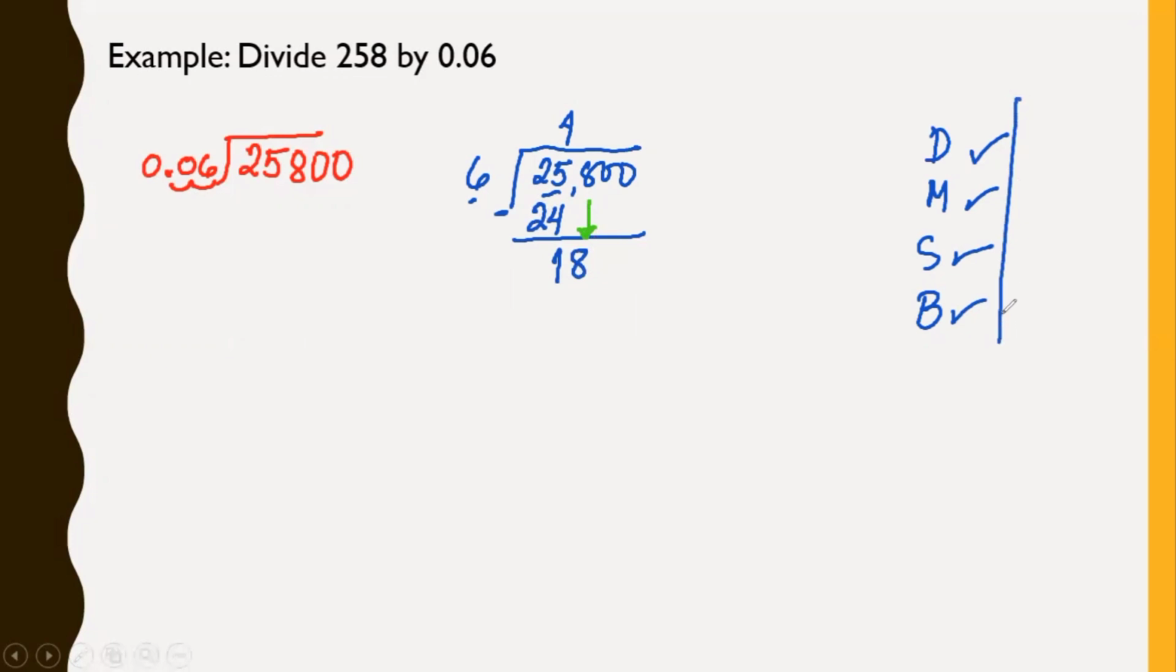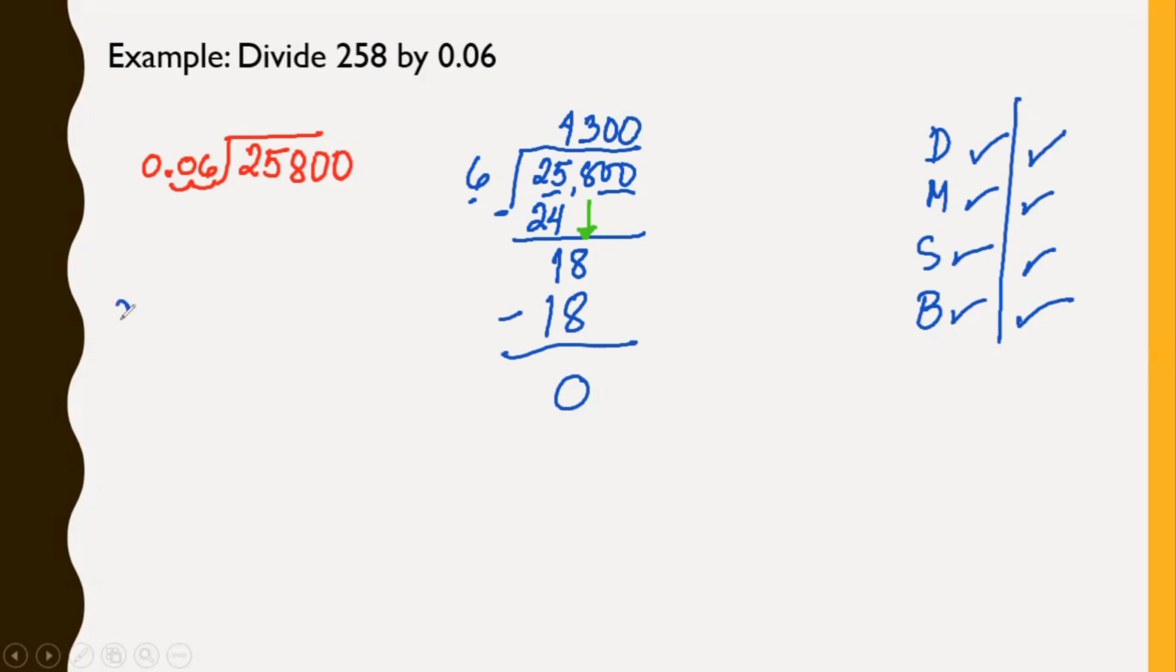And then, let's proceed again to divide. 18 divided by 6 is 3. Multiply. 3 times 6 is 18. Subtract. We have 18 minus 18 is 0. So, may natira pa tayong dalawang 0 here. Instead na i-bring down mo siya, pwede mo na lang ilagay sa taas, dalawang 0. So, the answer is 4,300.